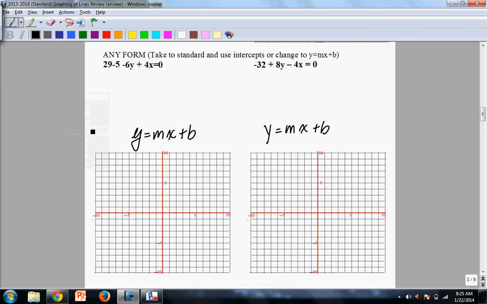Change both of them to y equals mx plus b. Just come up here, circle the y. Your goal is to get y by its lonesome. That's your goal.